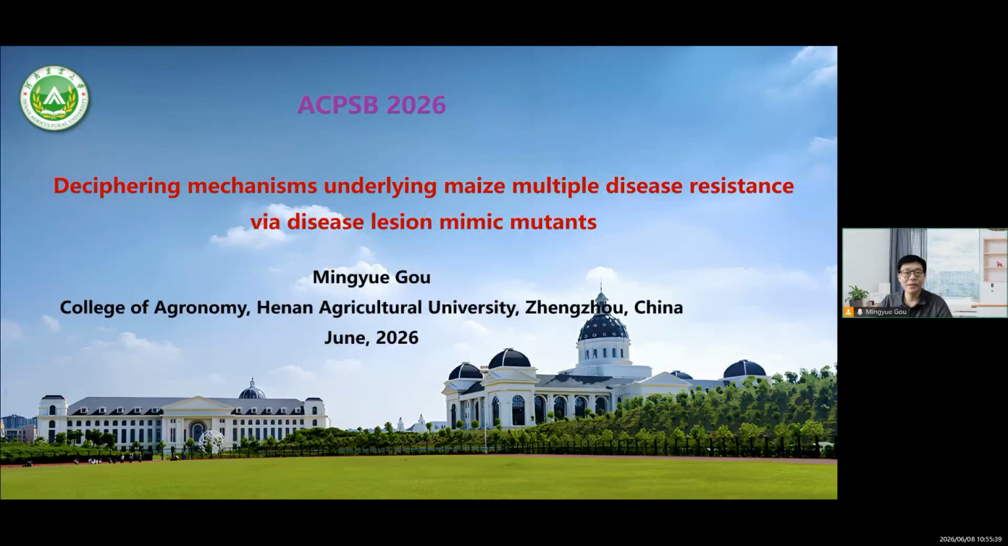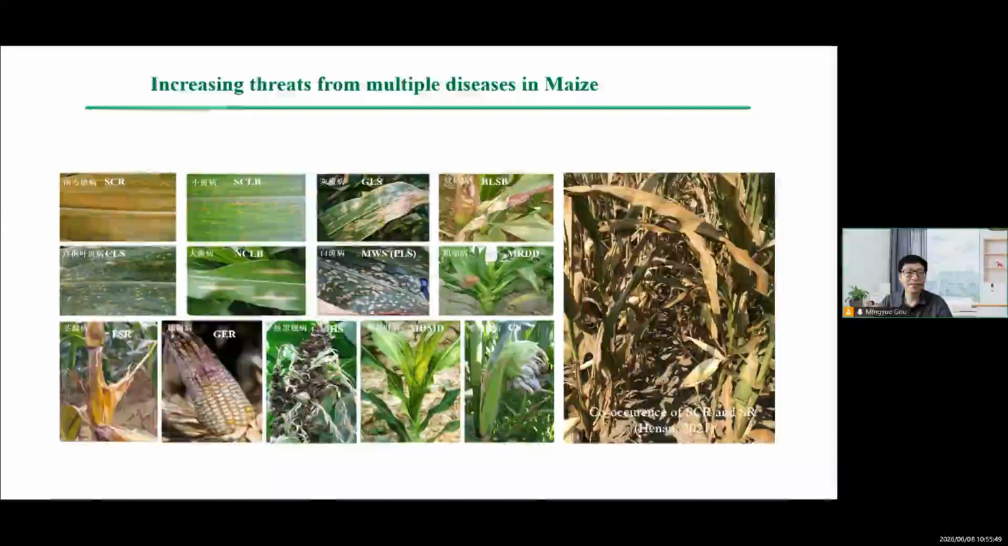ACPSB-2026 meeting. My topic is Deciphering Mechanisms Underlying Maize Multiple Disease Resistance with Disease Lesion Mimic Mutants. There have been increasing pandemics of multiple maize diseases in the major maize production areas in China and also in the world, including various fungal, stalk, and ear diseases.